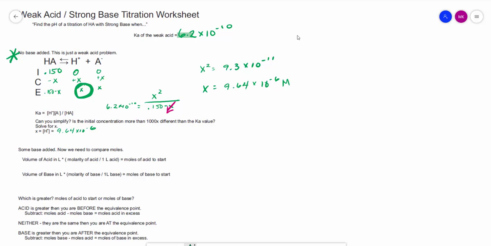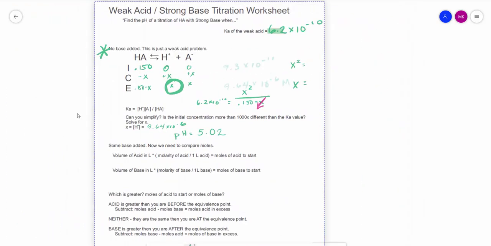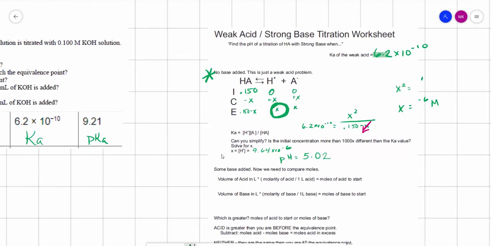And because that is in my calculator, it's pretty easy to punch the log button and then my answer button. So pH is going to be the negative log of this value, which would end up being the pH is 5.0, and I get a 1.5. So I'd call that 5.02 before any base is added.